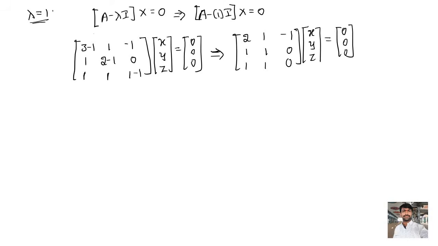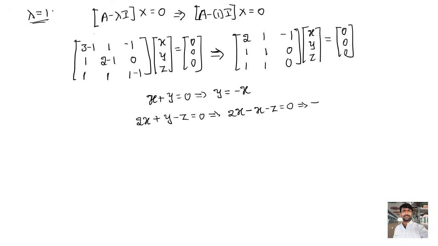Now the last two rows are the same, and they represent the equation x plus y equal to 0. So it says that y equals minus x. And one more thing, the first equation says that 2x plus y minus z equals 0. Now you know what y is. Y is nothing but minus x. So let us write it here: 2x, in place of y I am writing minus x, minus z equal to 0.